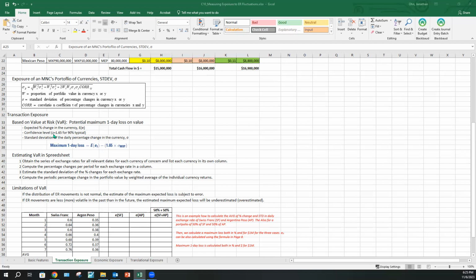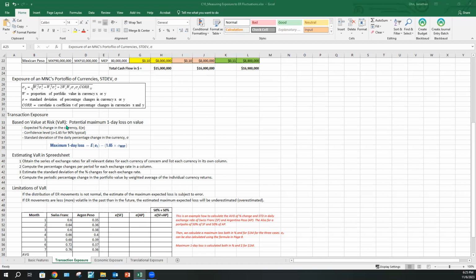The z-value for the 90% confidence level is 1.65, right? For 95%, it should be 1.9 something. So 1.65 is typical for our purpose. We'll stick to this one.